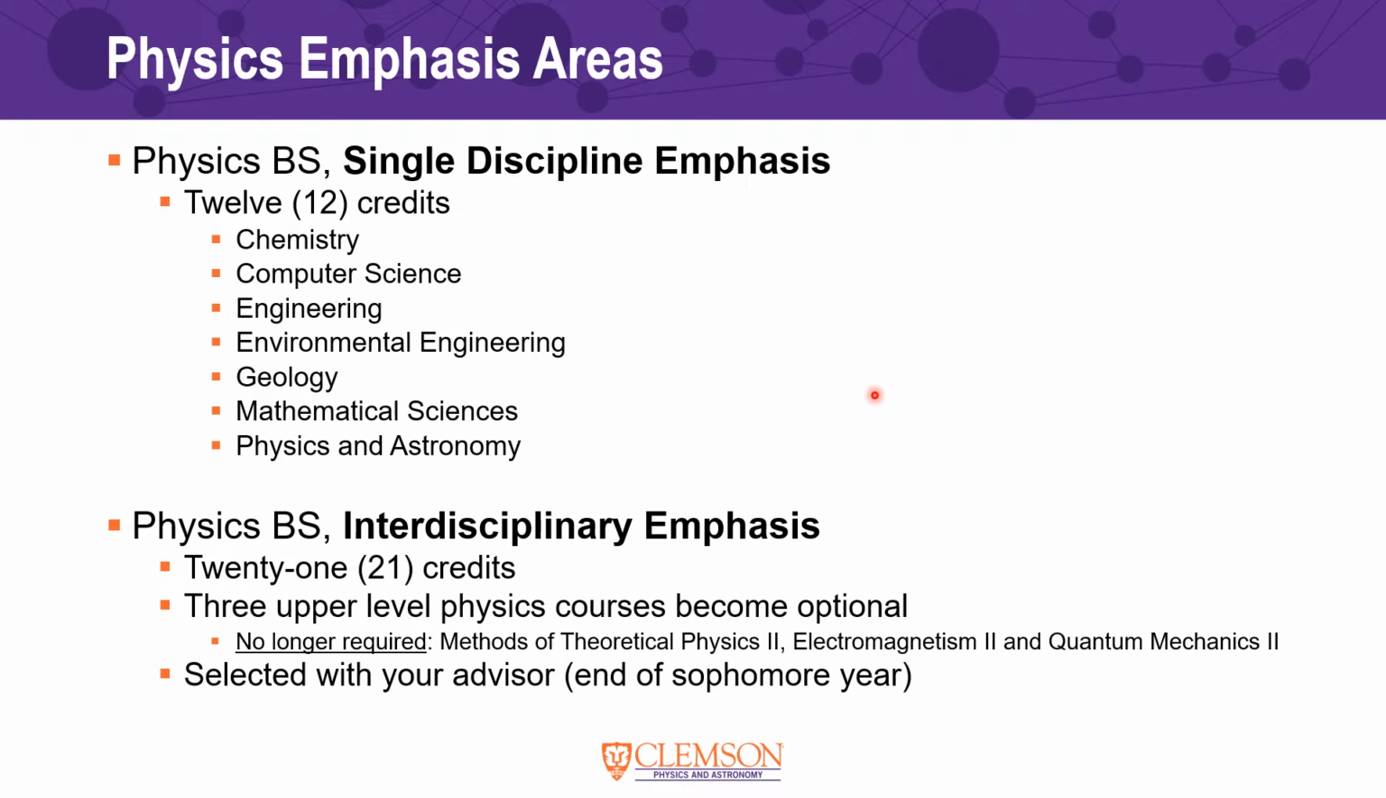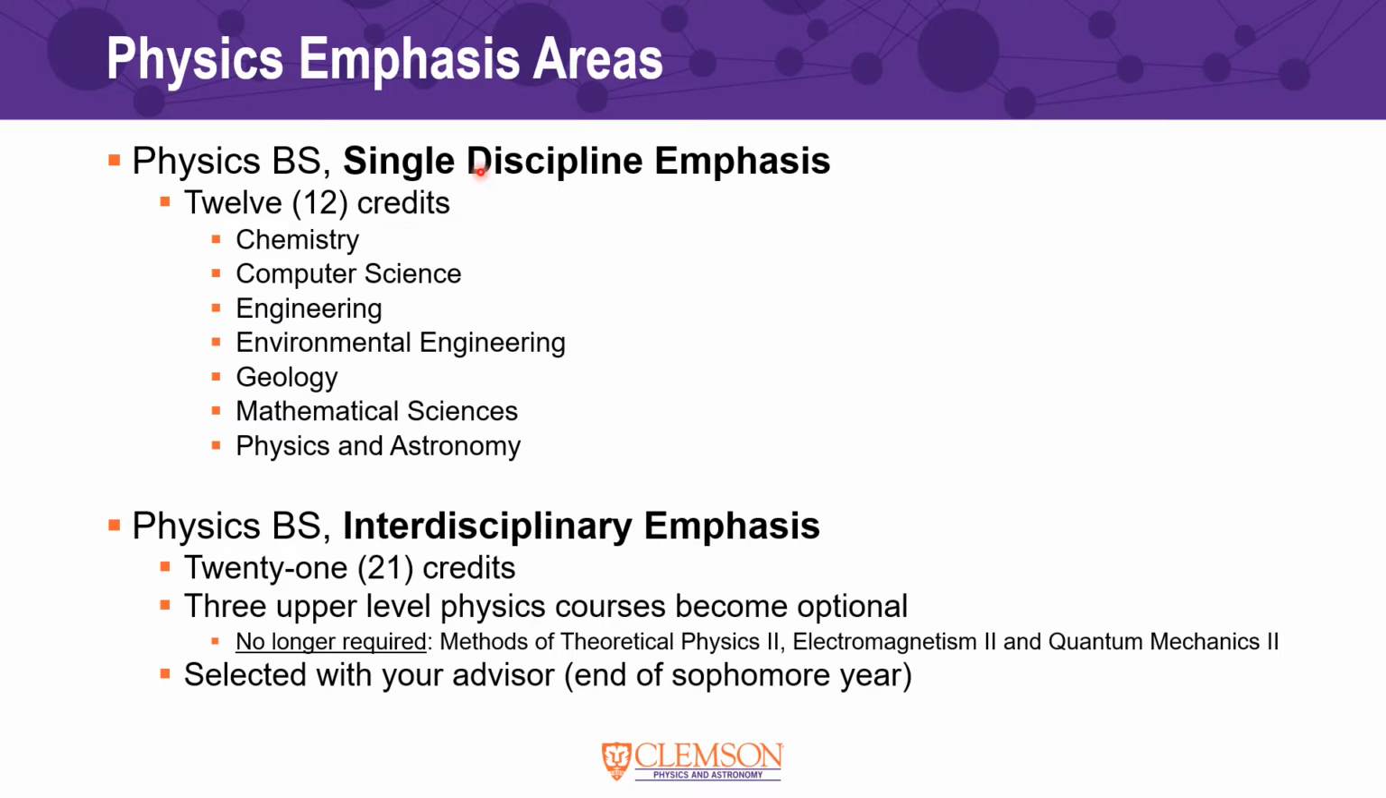So if we talk now about the physics BS and the difference between the single discipline, I'll just reinforce the fact that we have a 12 credit single discipline emphasis, which is one of the 7 areas you see here. Then we have the 21 credit interdisciplinary emphasis.